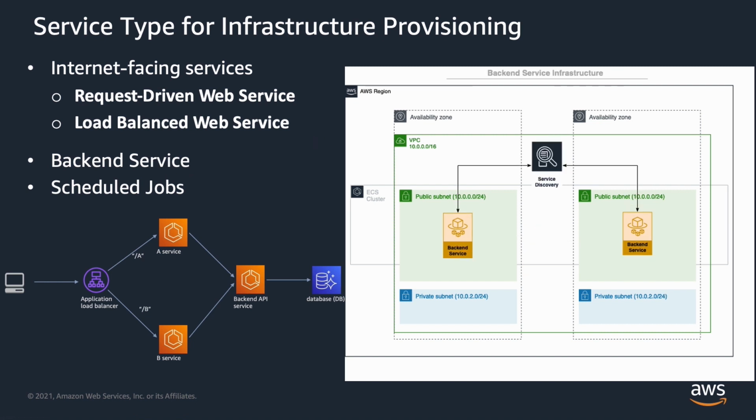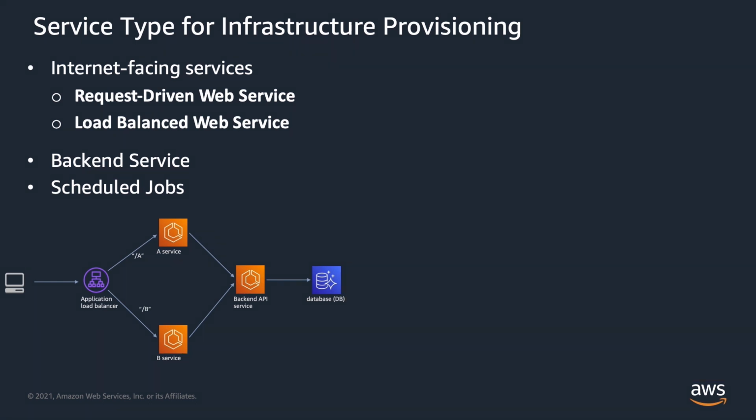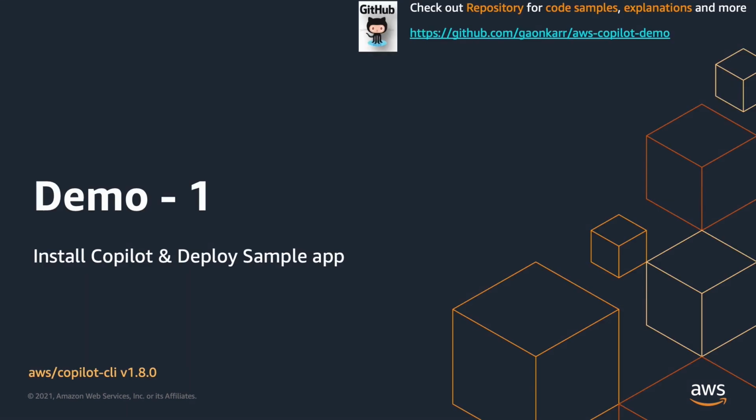If you want a service that cannot be accessed externally but only from other services within your application, you can create a backend service. Copilot will provision an ECS service running on Fargate, but there will not be any internet-facing endpoints. And finally, scheduled jobs, comprising a Step Functions state machine for retrying on failures and an EventBridge rule to trigger the state machine. So let's check out the first demo, where we will simply install Copilot and deploy a very simple sample app with a simple one-line command.